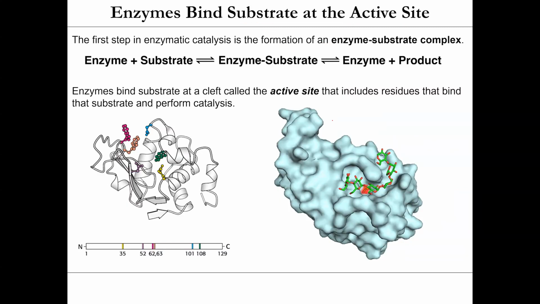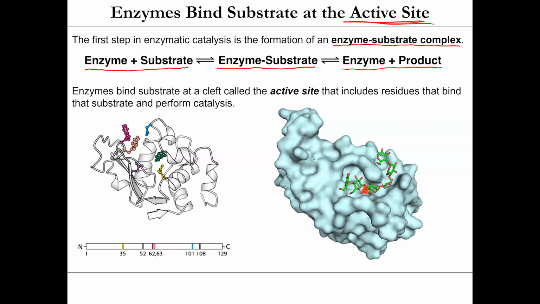All right, so now that we've gone through the thermodynamics and how enzymes influence the thermodynamics, we can start looking at some other features of enzyme activity. One feature that you need to know is that enzymes bind the substrate at what's called an active site. The first step in enzymatic catalysis is the formation of an enzyme substrate complex. So you're going to have enzyme plus substrate, and that's going to convert into an enzyme substrate complex. And that can go back to enzyme and substrate, but it can also convert into enzyme plus product.